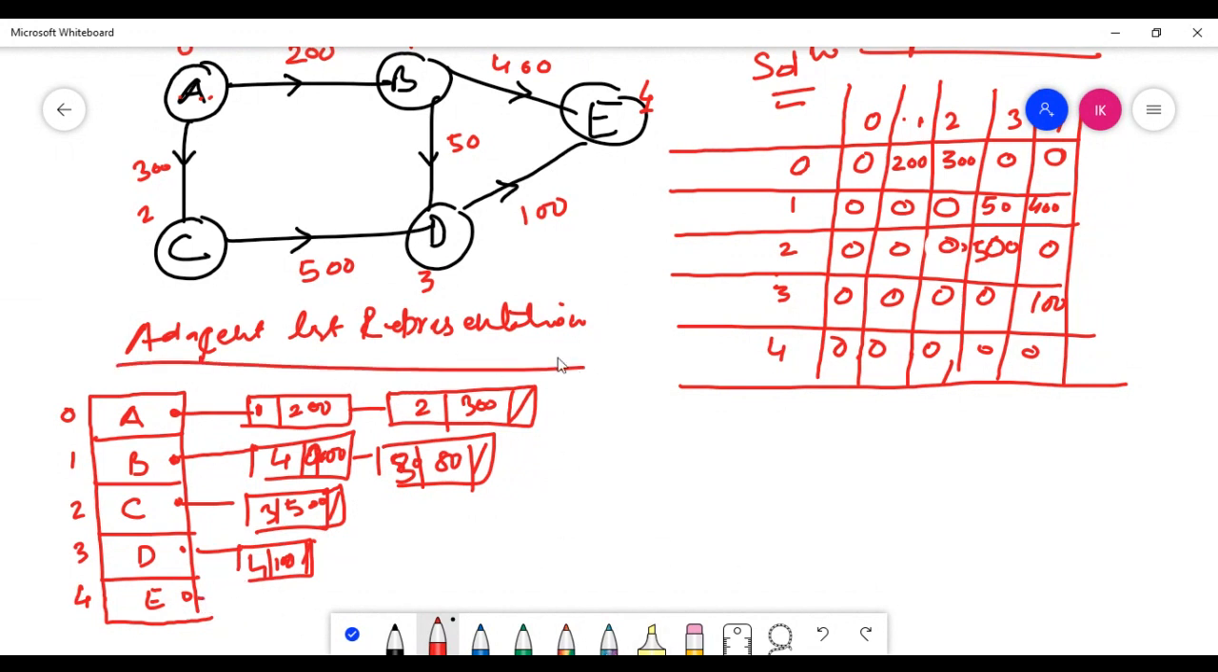This is the adjacency list. Easy. And if you see, the answer is the same as this. Here is 200, 300, and here is 50, 400. You can see 50 and 400. And here is 500, here is 500, here is 100, here is 100. Same thing.